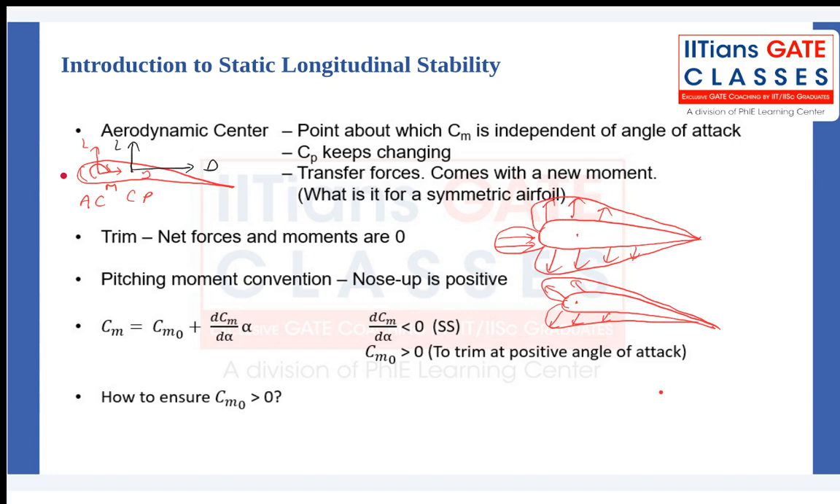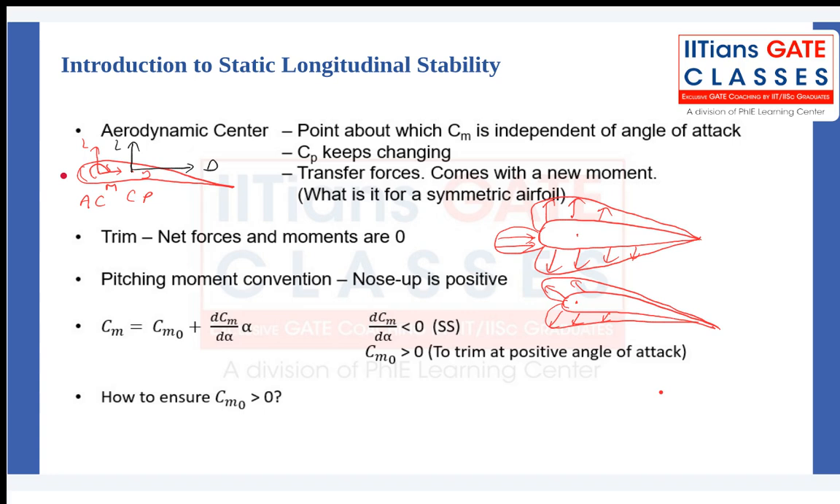Now comes the main equation for analyzing the static longitudinal stability of an aircraft. It's a linearized equation. It is Cm equals Cm naught plus dCm by d alpha into alpha. So this is an equation for a straight line, y equals mx plus c, right? All the other equations will fall into this pattern, and it'll help you analyze the stability of your aircraft.